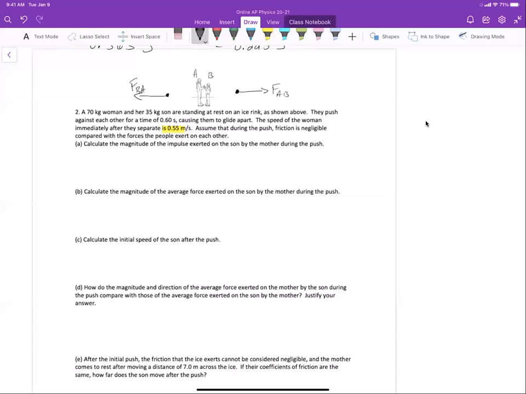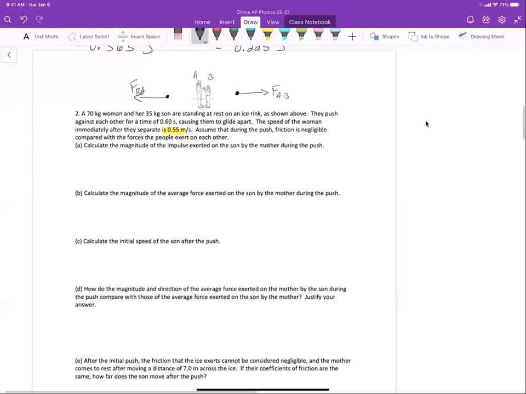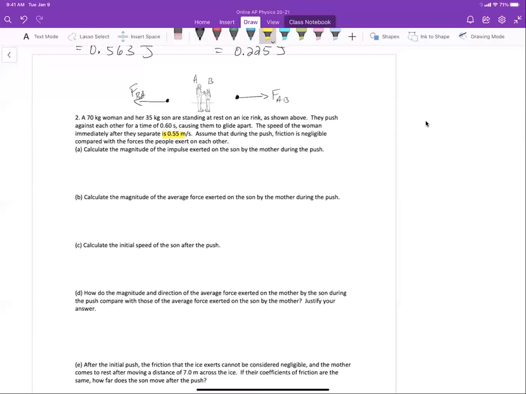Okay. So we know that those forces are equal in magnitude, opposite in direction. That's the first question: calculate the magnitude of the impulse exerted on the son by the mother. So I want impulse of B equals question mark. I want to know the change in momentum. So this is the force of A on B times the change in time, which will also equal the change in momentum of B. Force on the son, impulse exerted on the son by the mother.